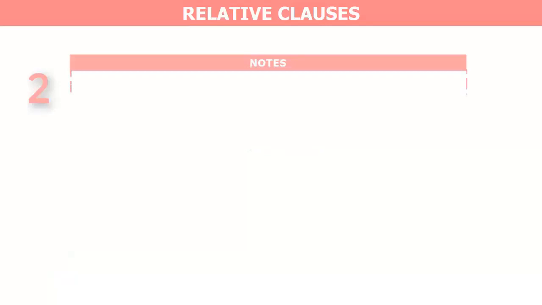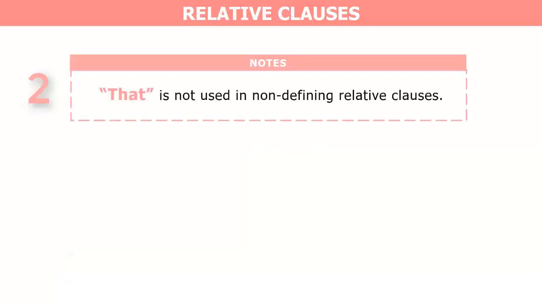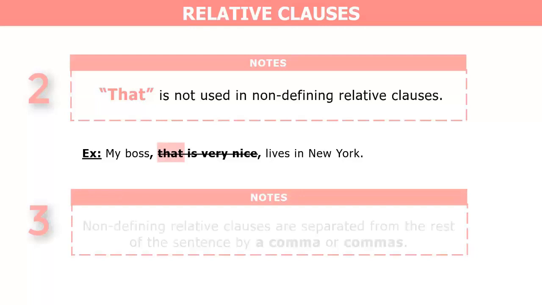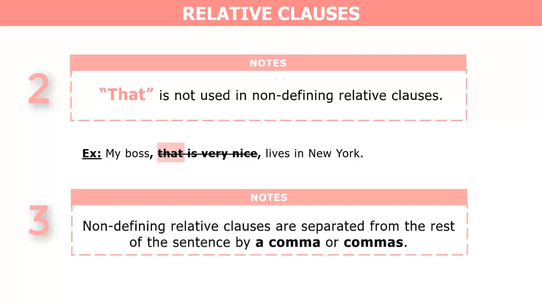Besides, that isn't used in non-defining relative clauses. For example, my boss, that is very nice, lives in New York. We mustn't use that here. Non-defining relative clauses are separated from the rest of the sentence by a comma or commas. 3 minutes for you to take notes.